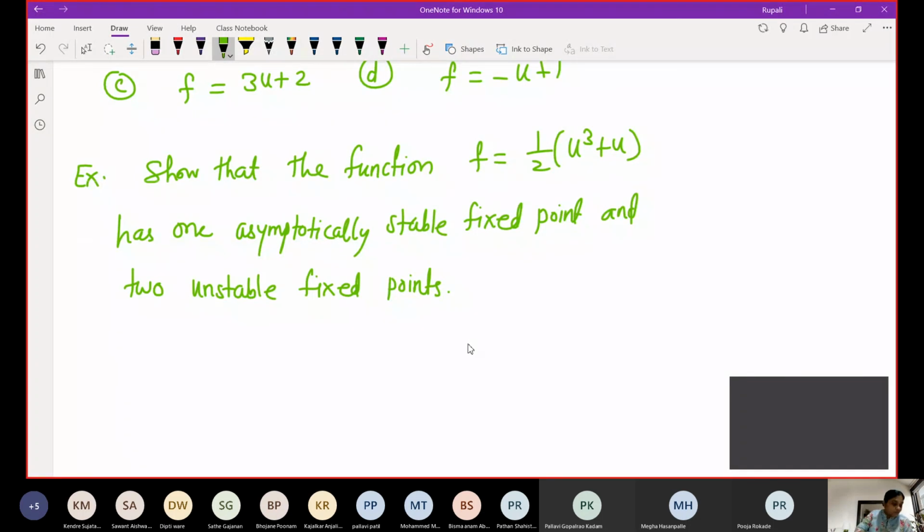And we will stop here. In tomorrow's lecture, we will see the Lyapunov function, another criterion to check the stability.